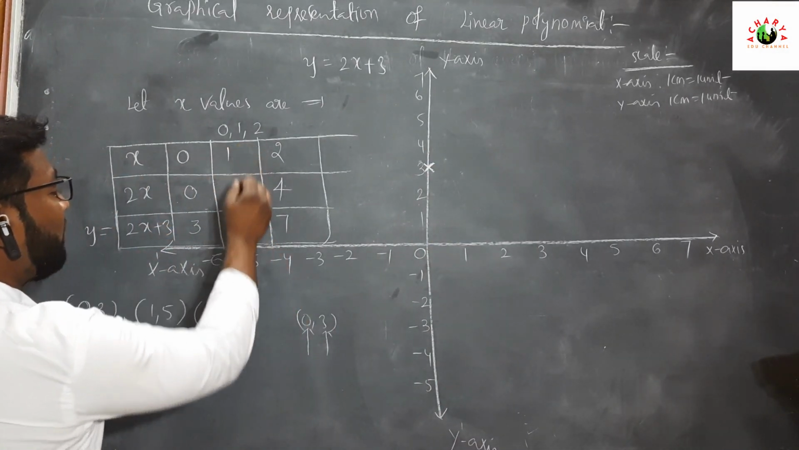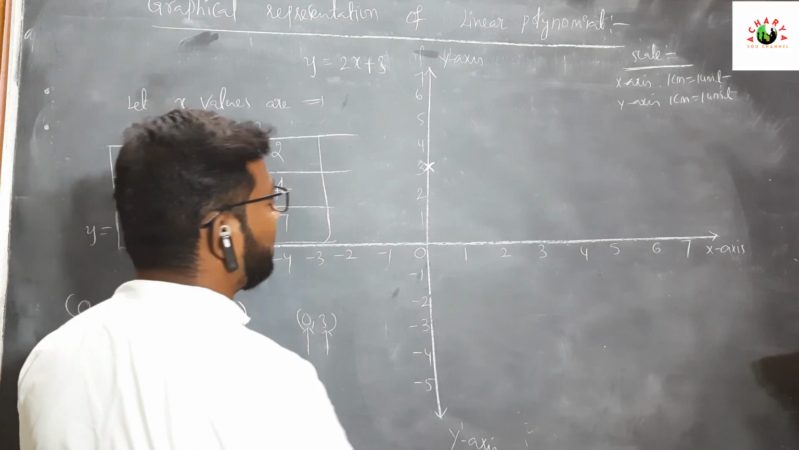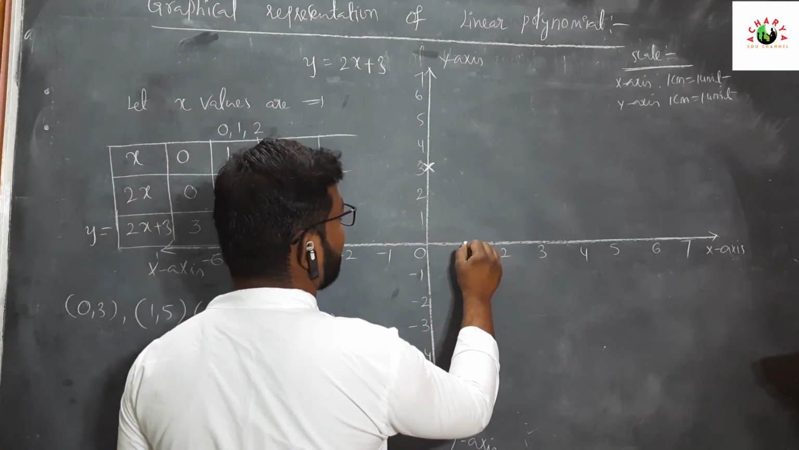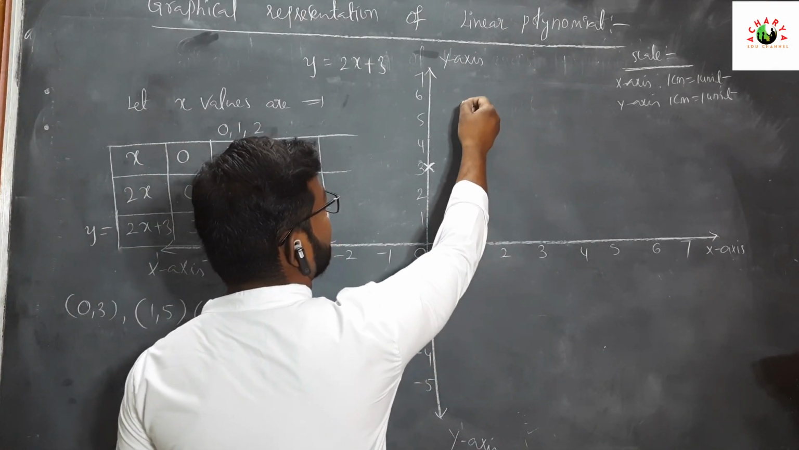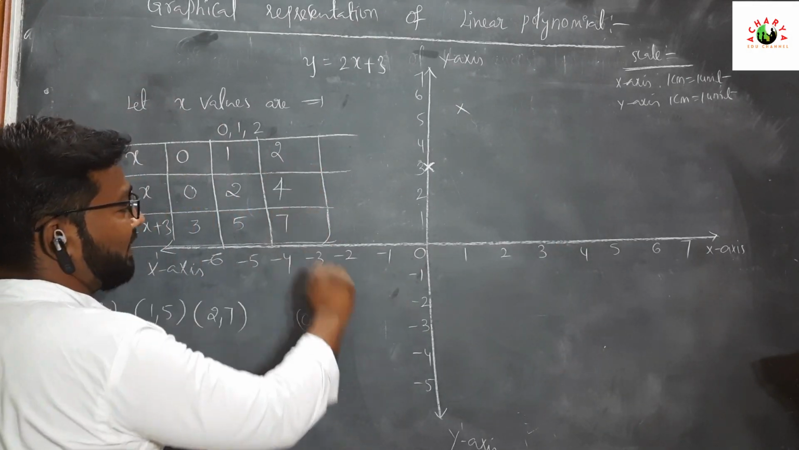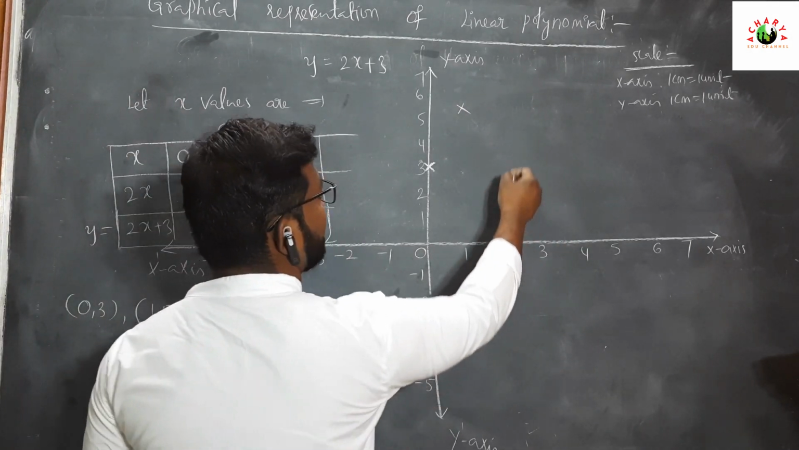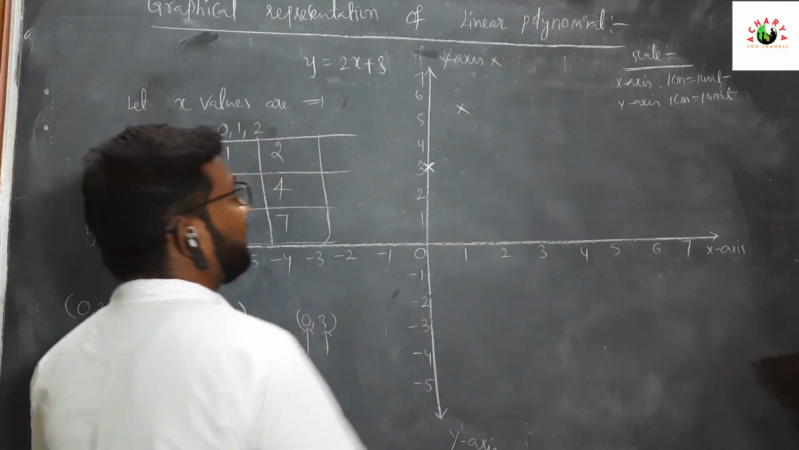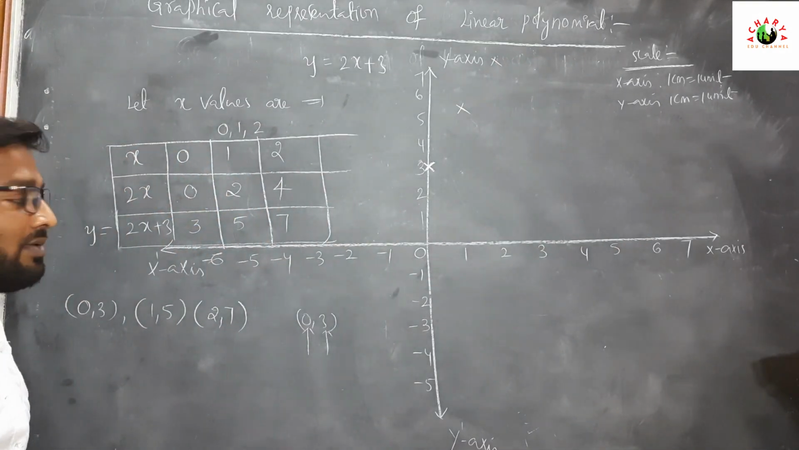Next 1, 5. The next point is 1, 5. X axis 1 and y axis is 5. So 1, 5. Next 2, 7. So 2 and 7. Like that we have to take some negative values also.